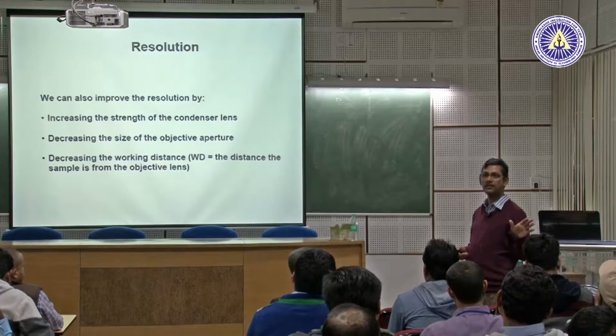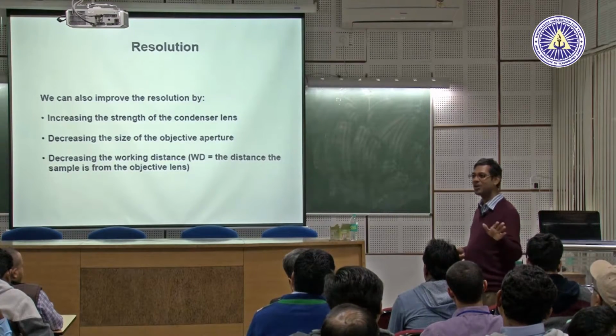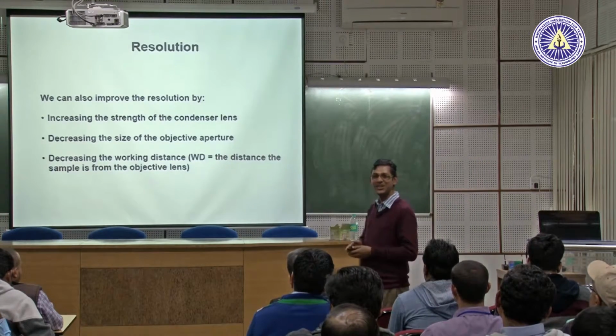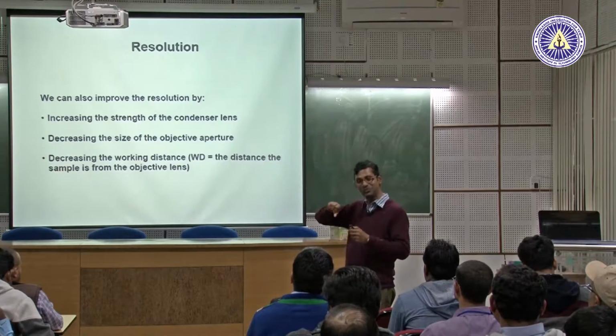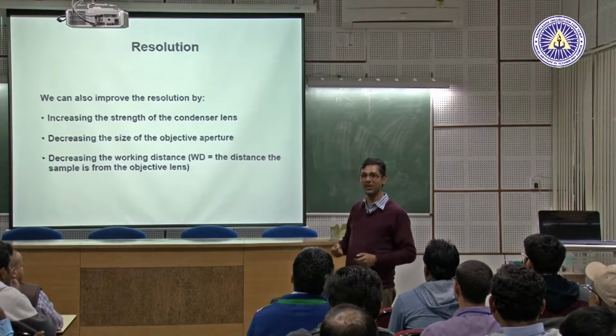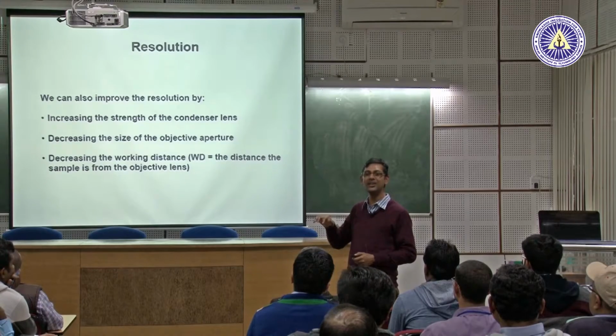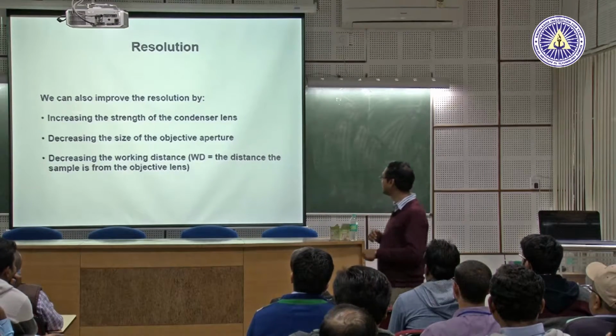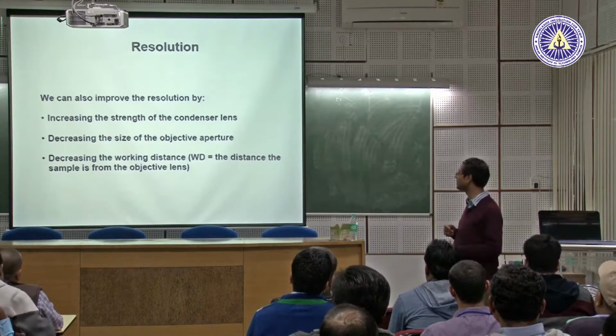None of you have tried, right? Our teachers, I remember in ISC we had to change the condenser aperture manually. Nowadays you don't need to do that. You can click a button, it will change. So decreasing this beam size will improve the resolution.